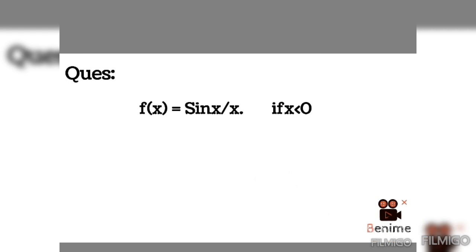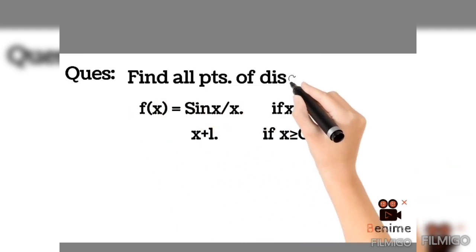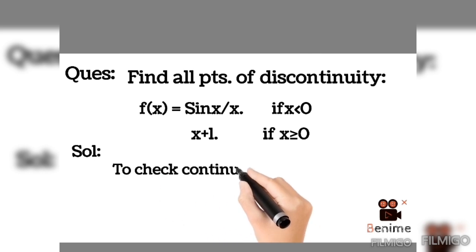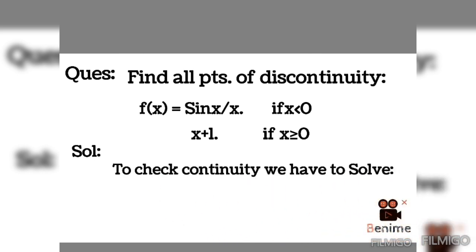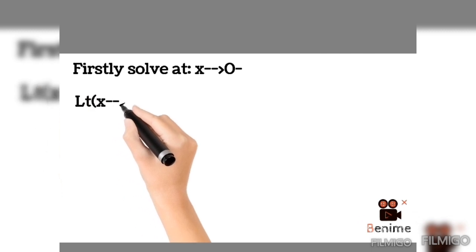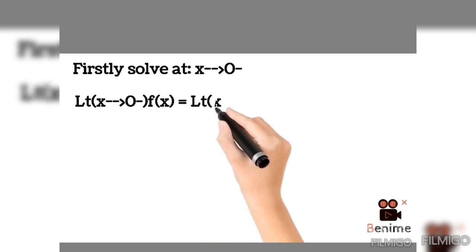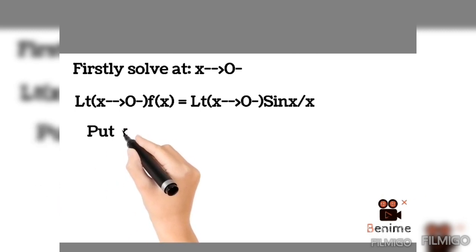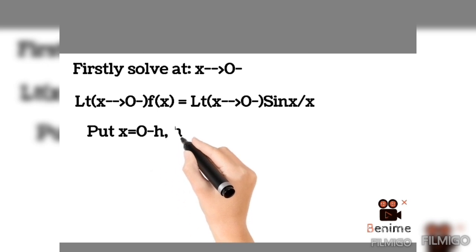Now we are given another equation, and we have to find the points of discontinuity. So we know the definition of continuity. Here there is only one point, that is 0. Firstly we start with x tends to 0 minus. We know that for x less than 0 we have to take the function sin x over x. As it is not a polynomial, we change our method.